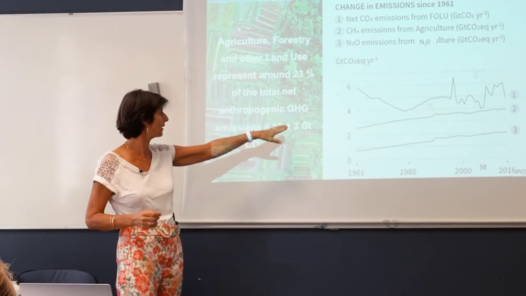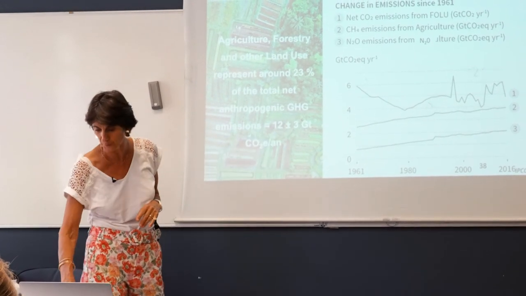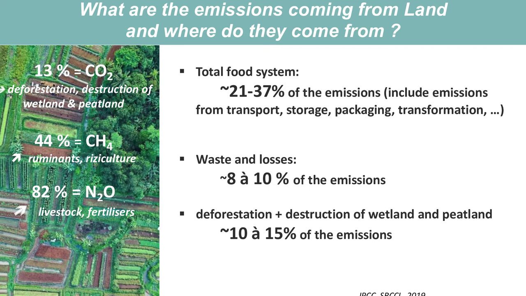So it's about 12 gigaton of CO2 equivalent per year. If we think of all this, just the food system, it's 21 to 37% of all emissions. Global emissions, not just the land emissions. If you include also the transport, storage, packaging, transformation, etc. So there is a huge potential to limit our emissions by playing with our food systems. The retailing, the packaging, the transport, the meat, etc., etc. There is a lot of potential here.